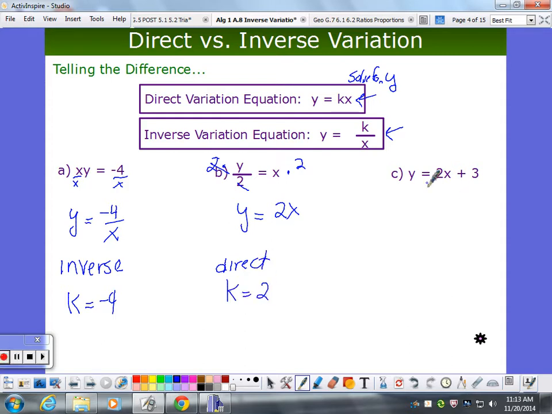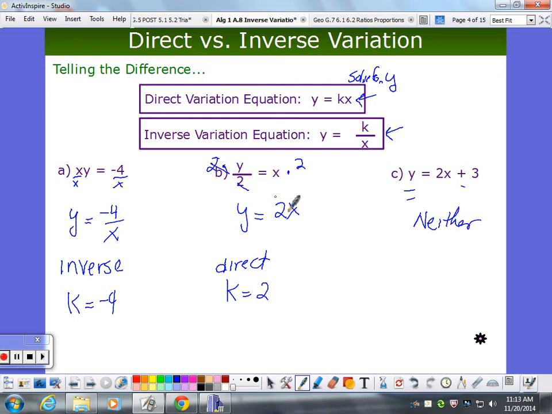Okay, what about this guy? Now it's already y equals. Alright, so does it look like this or this? Well, it looks mostly like this, but it's not a plus 0. So it's neither. So you either have an inverse, or you have a direct, or maybe it's neither of those things.